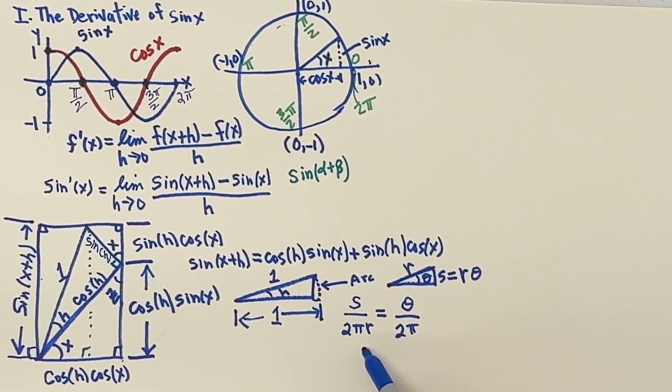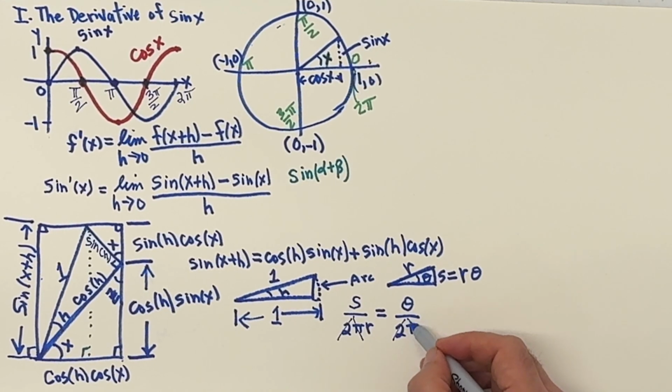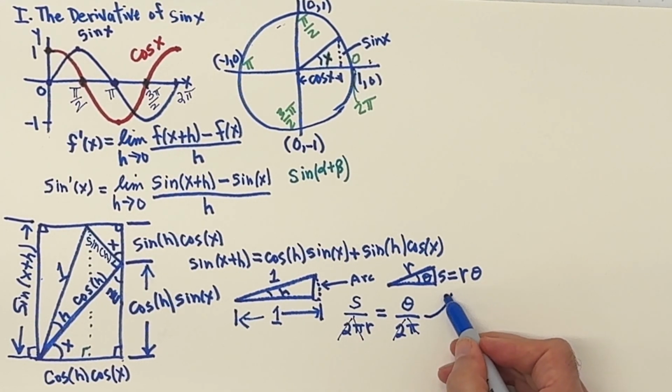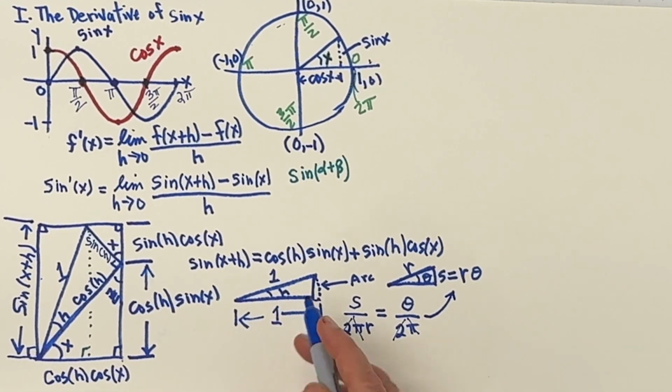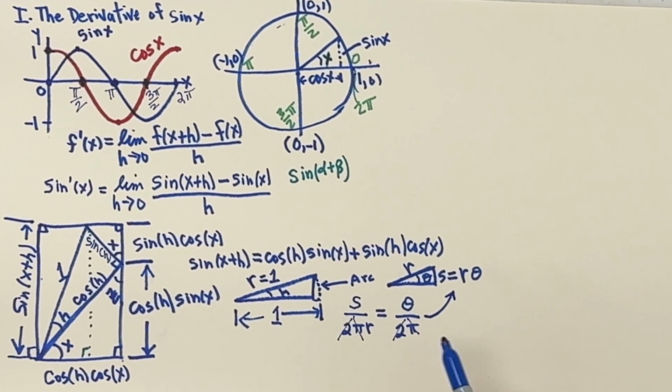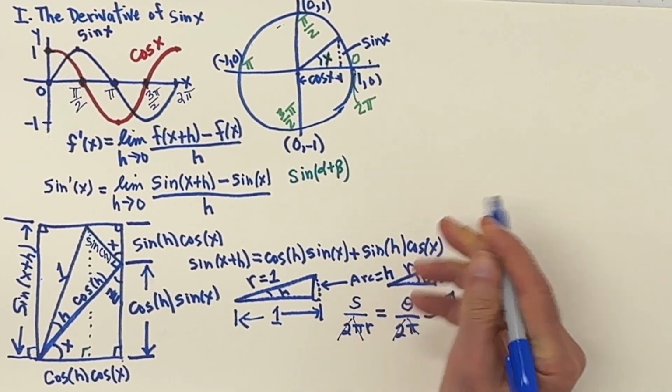Now, in this case, I wanted to do this to show you that if you now look at how the 2 cancels the 2 and this pi cancels the pi, you then have S as r theta. So I wanted to show you where that came from. So this gives us readily this equation. Now, since r is equal to 1, then for our particular case, the arc S, since r is 1 and the theta is h, the arc is h.